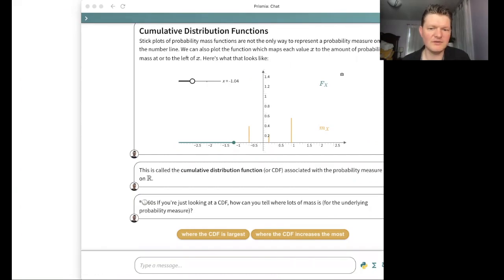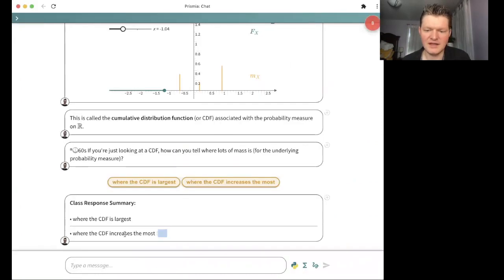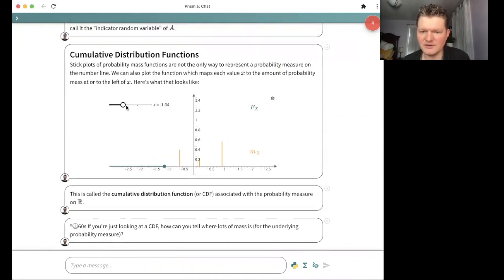All right, cool. So most folks got that. That's really good. So the answer is where the CDF increases the most. So for example, if you look at this picture, if we move way over to the right here, the CDF is very large over here at 2.5. It's actually equal to 1, which is the biggest a CDF can be.